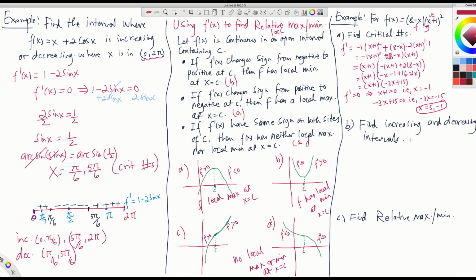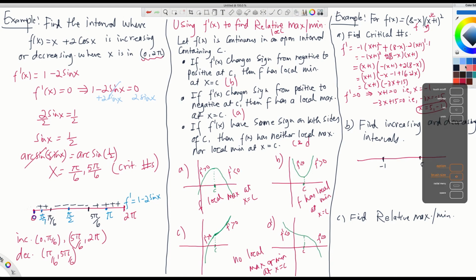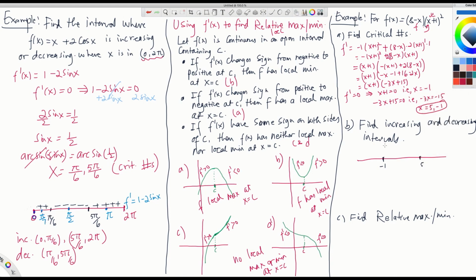So I want to find out where it is increasing and decreasing. For that, we need to draw a line and mark those critical numbers. So how do I mark those? Negative 1 is somewhere here. You see that? And then 5 is somewhere here. Now I want to pick the test points: one somewhere here, another here, another here.